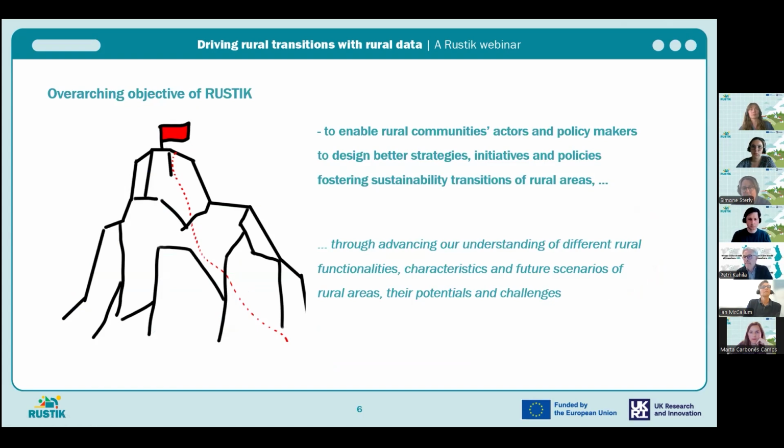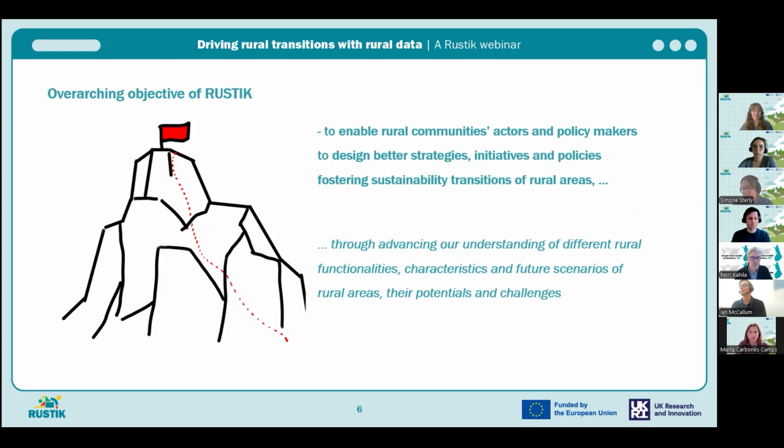The overarching objective of the RUSTIK project is to enable rural communities, actors, and policymakers to design better strategies and initiatives and policies fostering sustainability transitions of rural areas. And we do this through advancing our understanding of different rural functionalities, characteristics, and future scenarios of rural areas, their potentials and challenges. And what is not in the overarching objective, but it's something that came from the call, is that we focus on 3 different transitions in rural areas. One is socio-economic aspects, then environment and climate, and the third one is digital transitions.